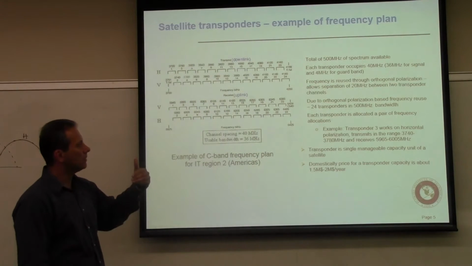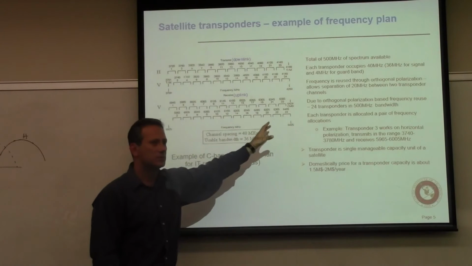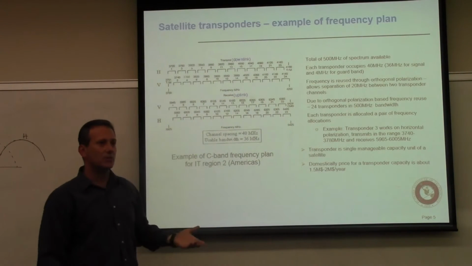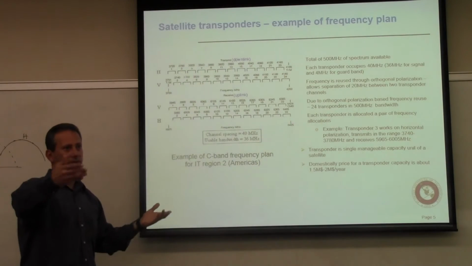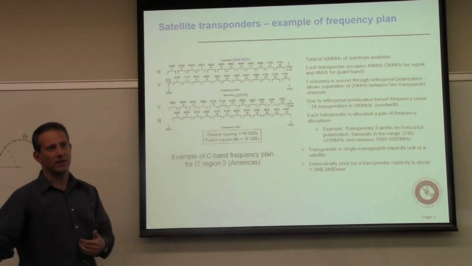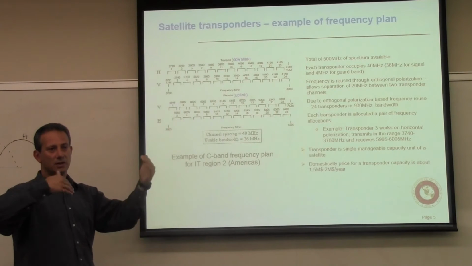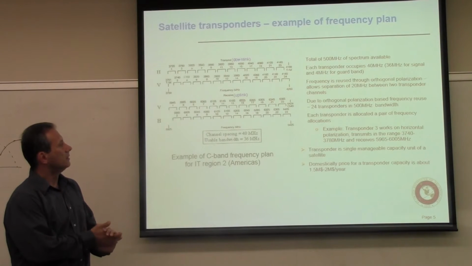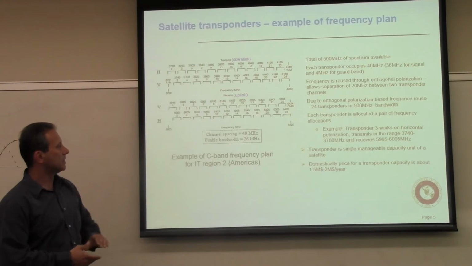So if you were to multiply 40 times 25, because there's some guard bands, right? Then you end up with 1 gigahertz, which is actually 500 for one polarization and 500 for the other polarization, with some guard bands on both ends of the spectrum. So this is what flies up in the air, right?